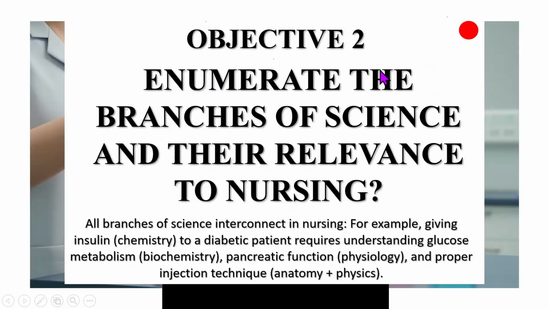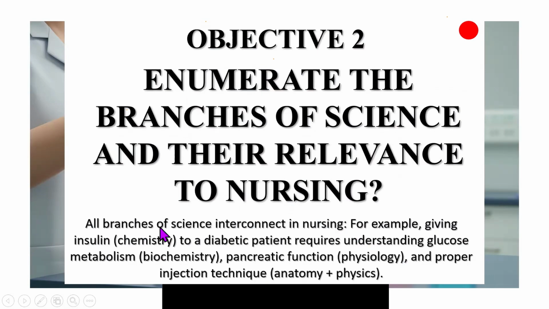Objective number 2. Take note of the red circle to success. It means these areas are very necessary or vital for your examination. Objective 2 says enumerate the branches of science and their relevance to nursing. Take note of this salient point: all branches of science interconnect in nursing.